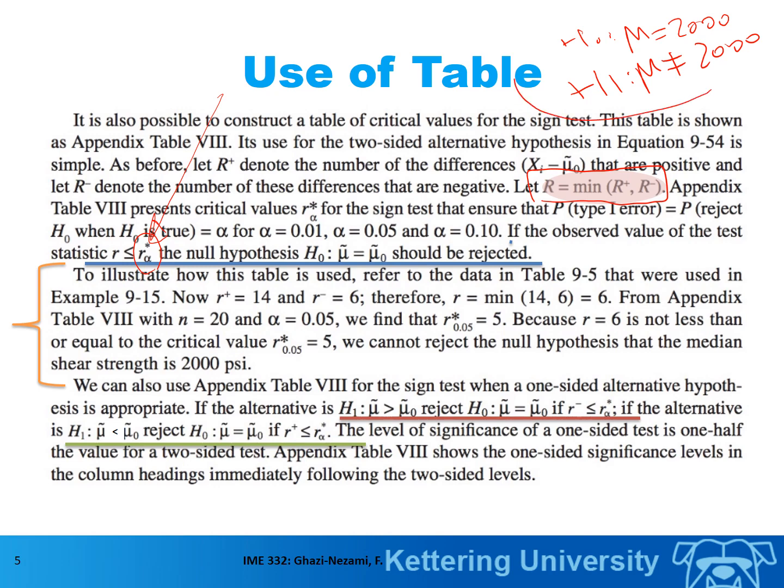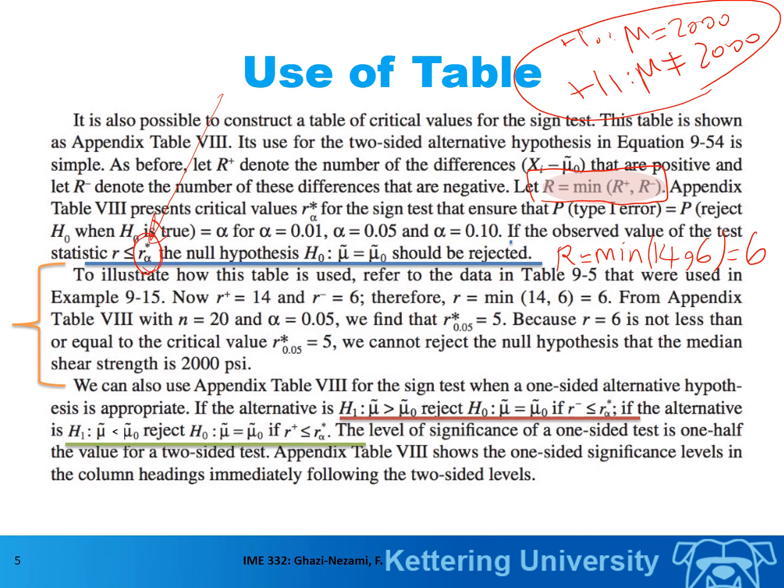And considering the fact that I have a two-sided test, I need to calculate R, which is the minimum of the number of positive and negative differences. How many positive differences did I have? 14. How many negative differences did I have? 16. So R is equal to the minimum of 14 and 16, which is 14. Now I have to compare it with a threshold.